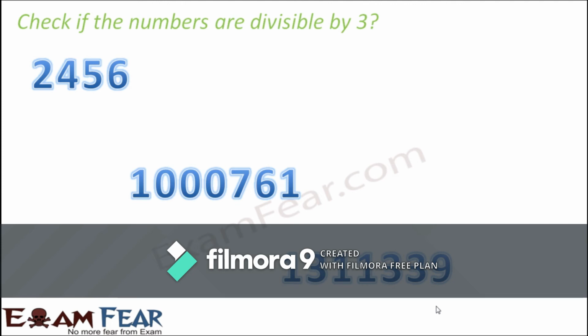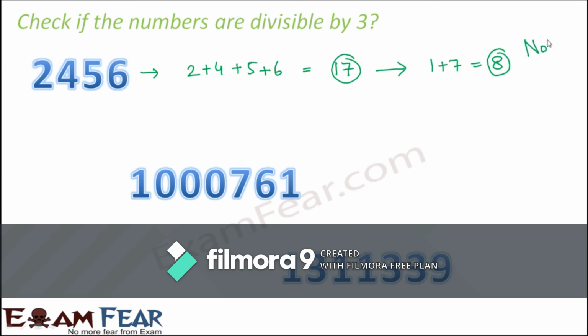So 2456. How will you decide whether it is divisible by 3 or not? Add the digits: 2 plus 4 plus 5 plus 6. So the sum is 17. If you are not sure if 17 is divisible by 3 or not, 1 plus 7 is equal to 8. Now is 8 divisible by 3? No. So therefore this number is not divisible by 3. Let's look at the next number.